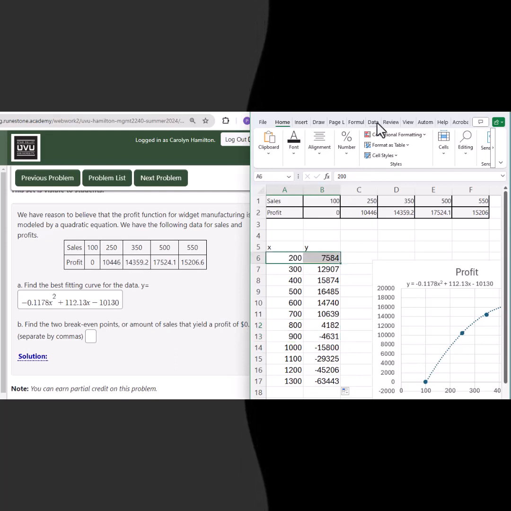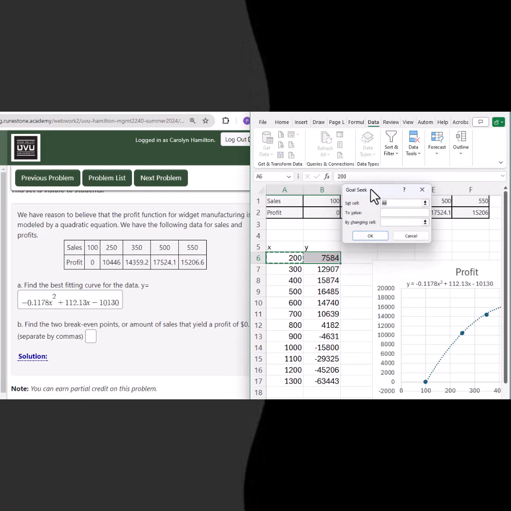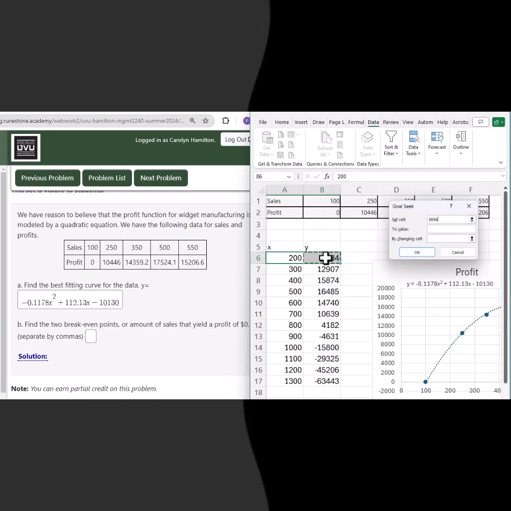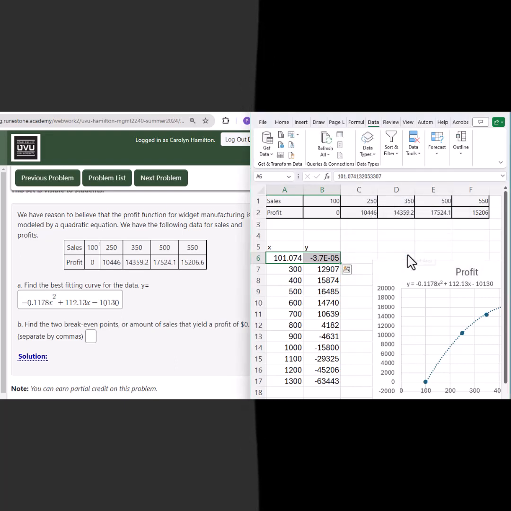So I'll do my goal seek twice. Data, forecast, what if, goal seek, set cell, this one, the Y value, to a value of 0 for my break even by changing the X. Okay, that should be my first break-even point. I'll keep that. And notice again, scientific notation.